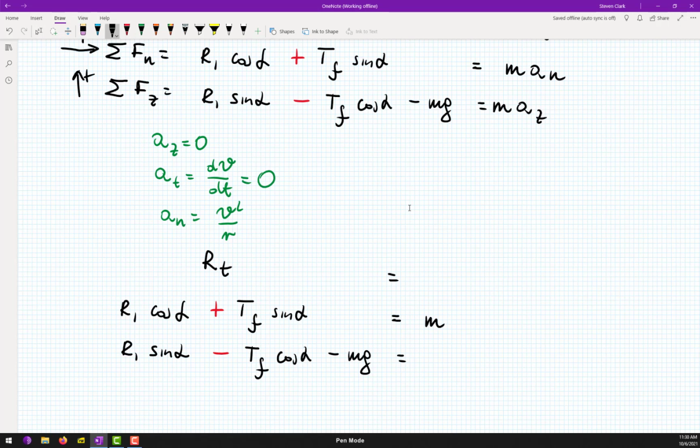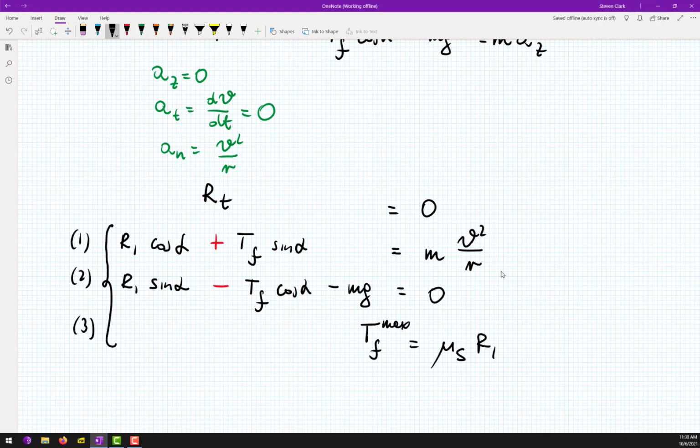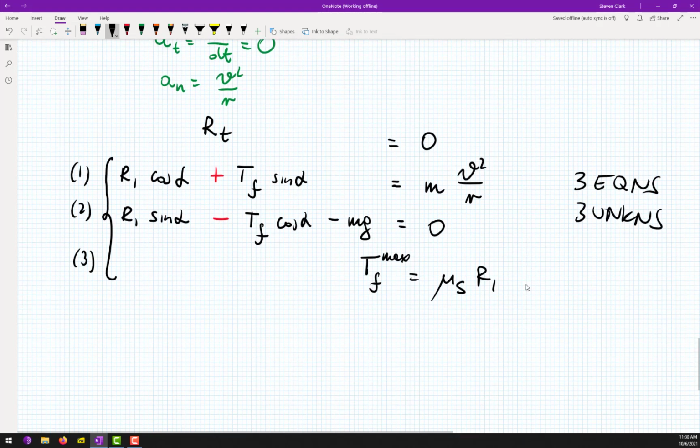And then Sam said earlier that we have to go for friction. And we're gonna go for friction one more time. So TF maximal, TF extreme is equal to mu S R1. And again, we ended up with 3 equations and 3 unknowns. And you are able to solve it.